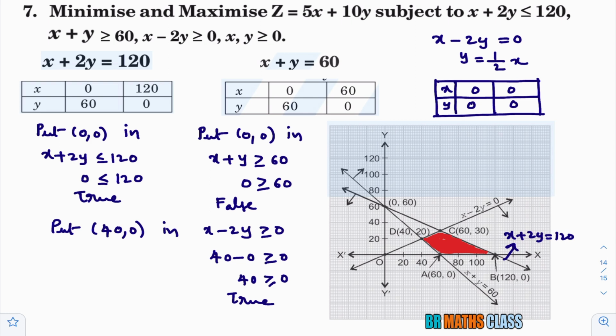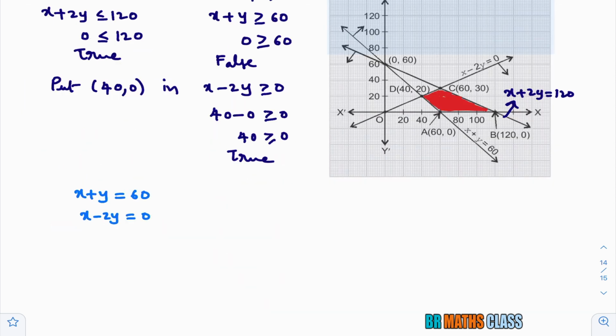See, among these corner points, this corner point we know is (60, 0). This corner point also we know. What is this? (120, 0). Now we need this corner point as well as this corner point. For that, how will you get this corner point? Solve this line equation and this line equation, and you will get this corner point. To find this corner point, I will solve this line equation as well as this line equation. This line equation is x minus 2y equal to 0 and this line equation is x plus y equal to 60. Solve these two.